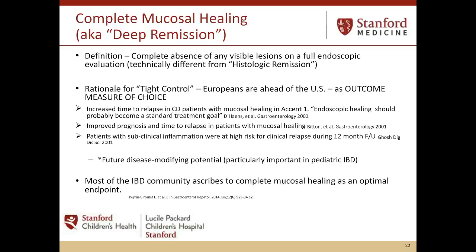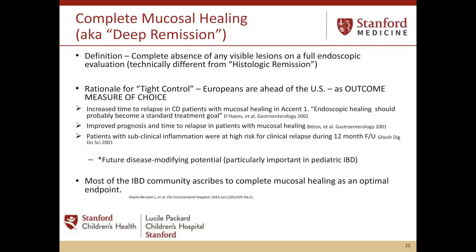The Europeans are ahead of the game when it comes to this. They definitely are targeting that tight control and not having any visible ulcers as the therapeutic target of choice. The reason is because right here, in the asterisk, we think that tighter disease control will actually modify future disease. So a patient who has good control at the mucosal level now will potentially have a better disease course later on in the future.